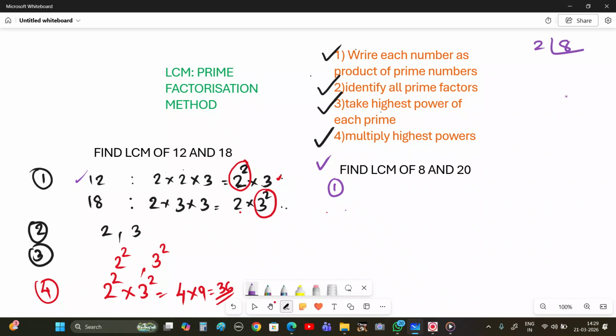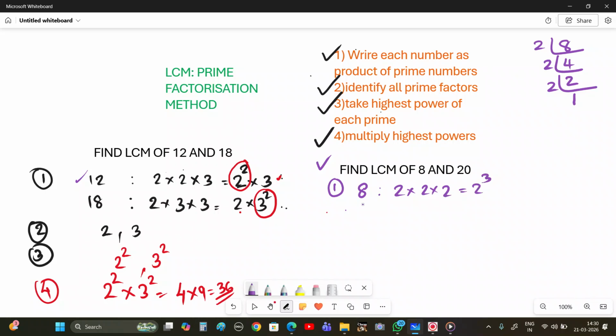8 is divisible by 2, which will give you 4. Again it is divisible by 2, which will give you 2. Again it is divisible by 2, which will give you 1. So you can write 8 as 2 times 2 times 2, or it is equal to 2 cube.